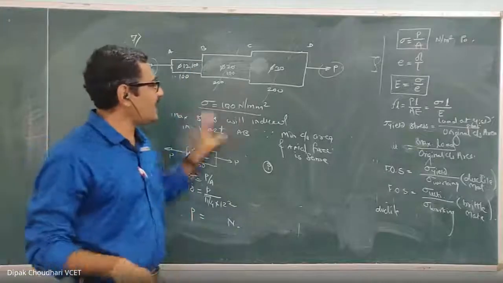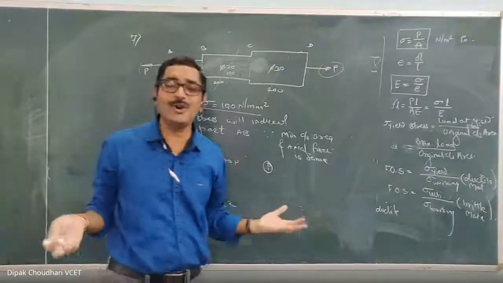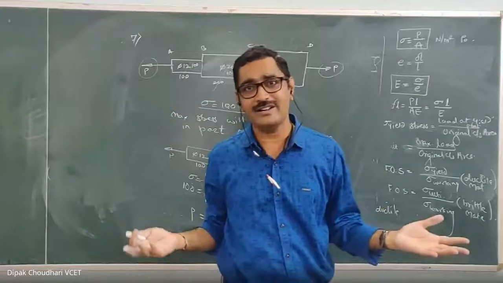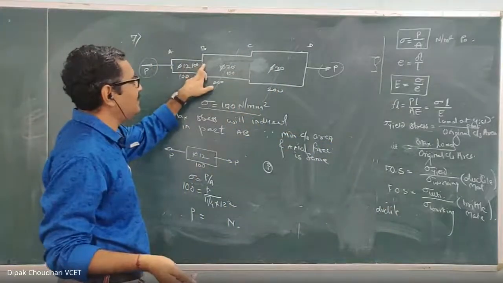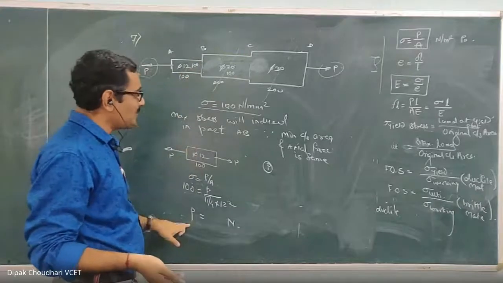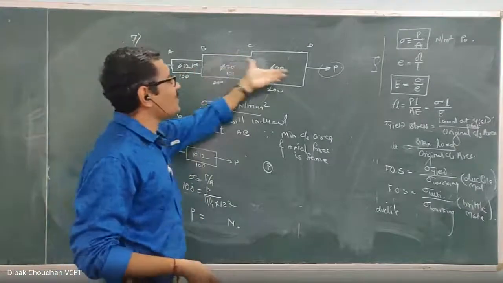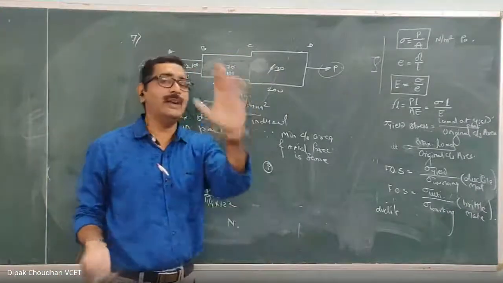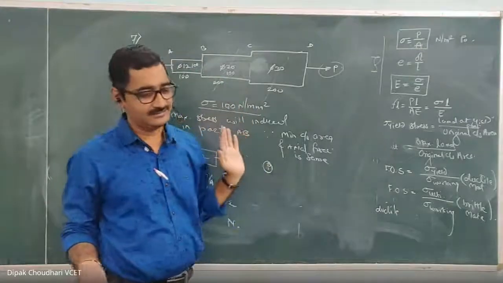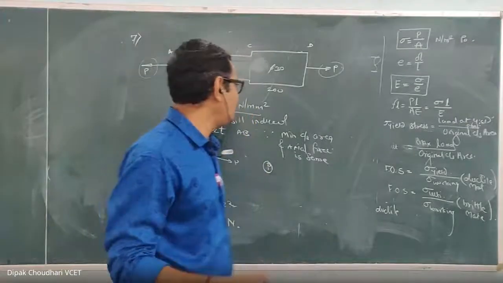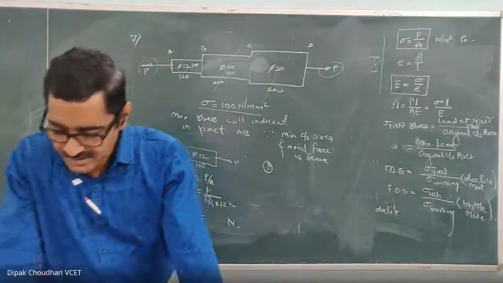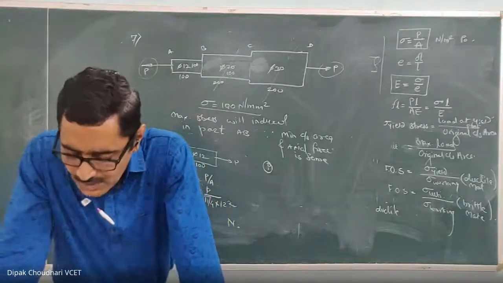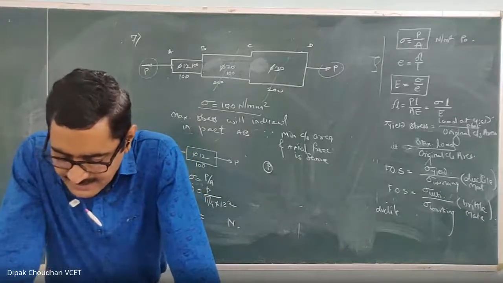But in this case, the allowable stress is only 100. It should not go beyond 100. The permissible limit is only 100. That's why we have considered 100 induced in AB. We have calculated the force P, and corresponding to this force P, you can calculate the stresses in BC and CD, which will definitely be less than 100. Understood?